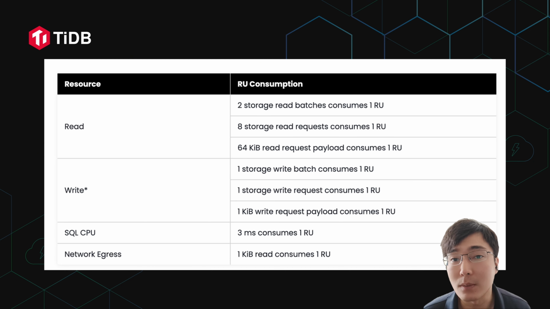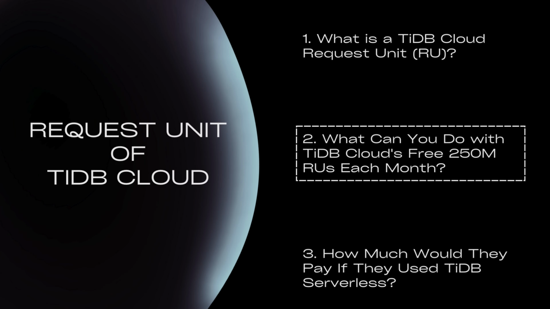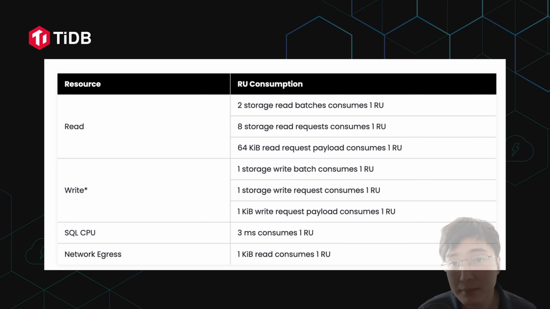Actually, RU is a way to measure how much resources your database operations are using. So this includes how much CPU you use, how much data you read or write, or even the data you send out via network. TiDB Cloud gives you 250 million free RUs every month. Let's see what free RUs can do.